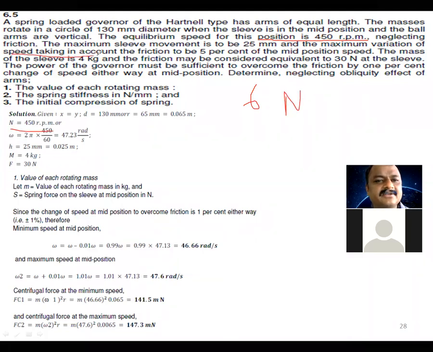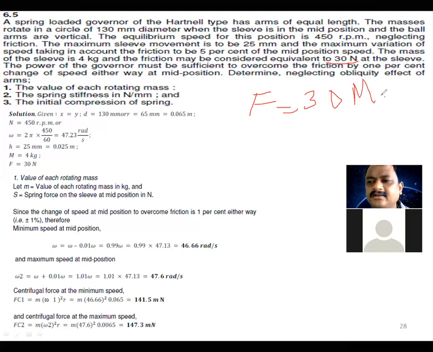Neglecting speed, taking friction into account. Friction has to be considered, 5% of the mid position speed, 5% of N. If I am considering friction, the mass of the sleeve is 4 kg and the friction may be considered equivalent to 30 Newton at the sleeve. So the frictional force is given in this problem. In the previous problem, the frictional force was not given. Here, the frictional force is given as equal to 30 Newton. So wherever there is capital M into G, I have to add and subtract F. For minimum speed, I have to write minus F. For maximum speed, I have to write it as plus F. Right?